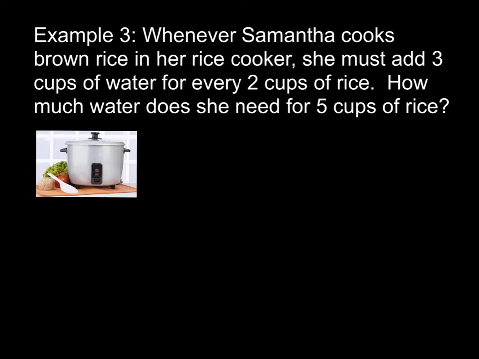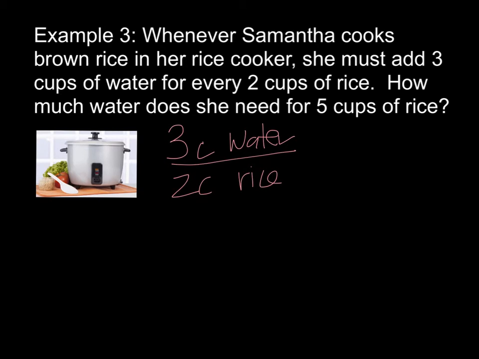Here's the rate that we have. We know that it takes 3 cups of water for 2 cups of rice. That's the rate that we're given. Now it's not a unit rate, but it is a rate nonetheless. And Samantha wants to cook 5 cups of rice. She needs to know how much water she needs to add to her rice cooker. And you can see this is the proportion we get. And we are going to do our cross products.